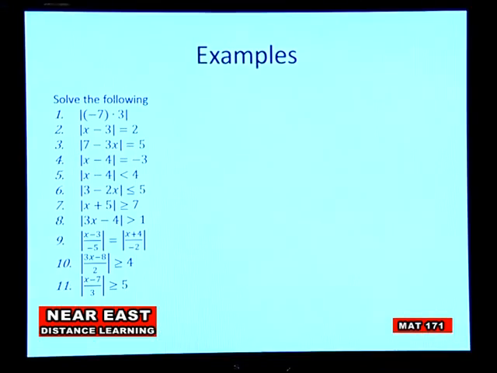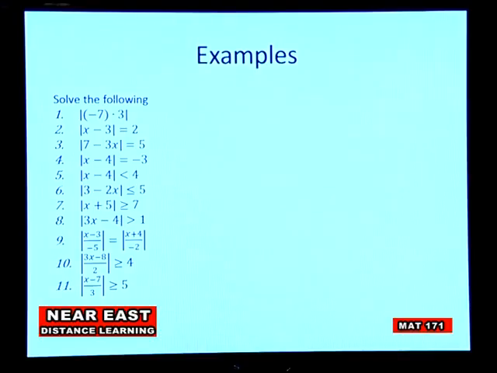So here we have examples. Let's apply some of these properties and solve these examples. They are actually simple, but let's see how we apply them. So we have number 1 up to 11. We have 11 examples like we used to do. I will solve some and the rest should be left for you to practice as exercises.